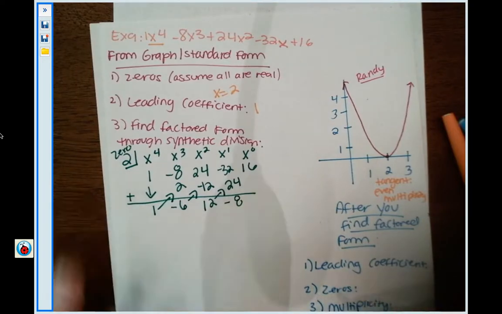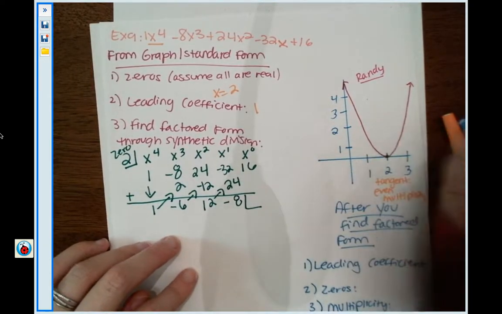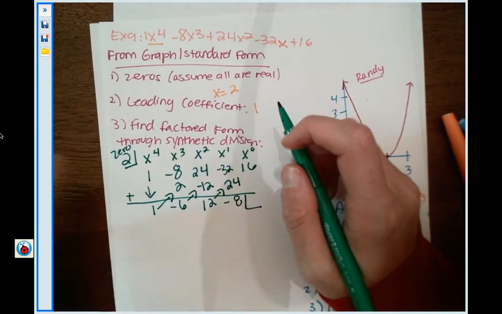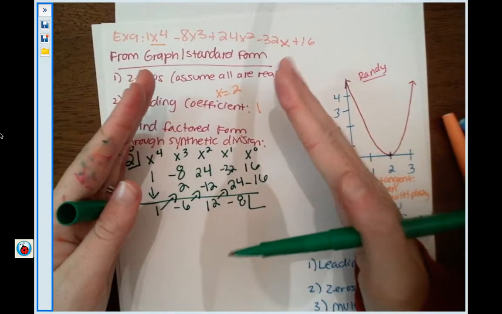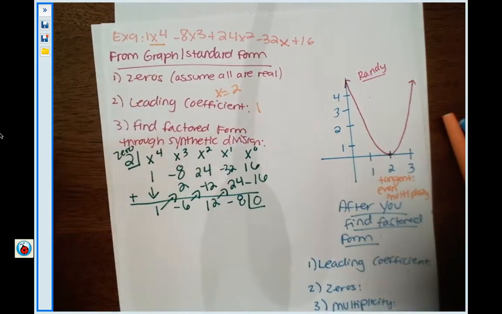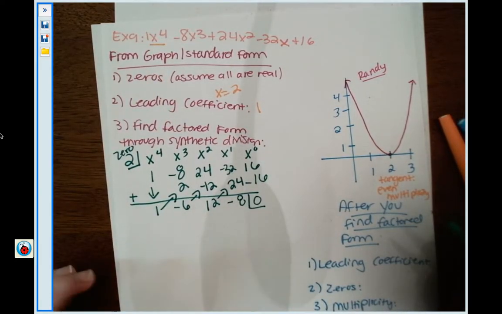And remember, you guys, if I do this right, my remainder should be 0. So let's see what happens. Negative 8 times 2 is negative 16. And holy hot dog, 16 minus 16 is 0. Yay, we did it correctly.